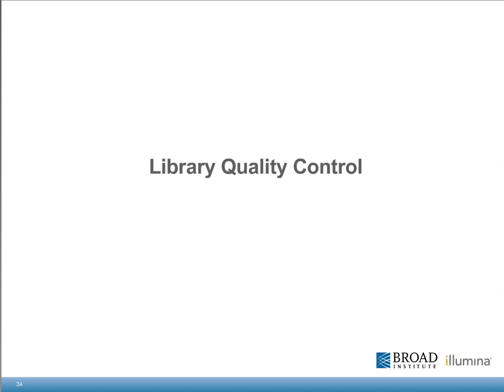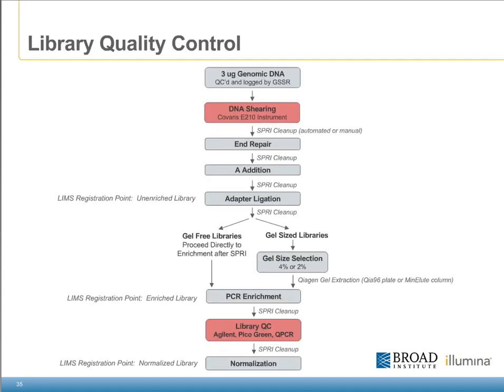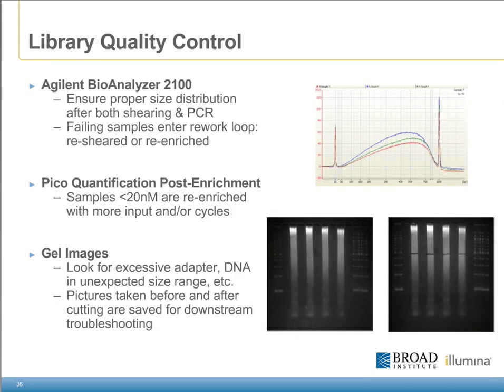So finally, I'm going to talk about quality control for library construction. We do quality control at various points throughout the process, but in particular after DNA shearing and also at the end after PCR enrichment. Our main workhorse for QC is the Agilent bioanalyzer, which I've shown some examples of throughout the presentation. We use the Agilent to ensure that our shearing works correctly, so we run it right after shearing. And then we also run it after PCR at the end of library construction to make sure that our sample is the correct size. And any failing samples can enter a rework loop, so we catch it right away.